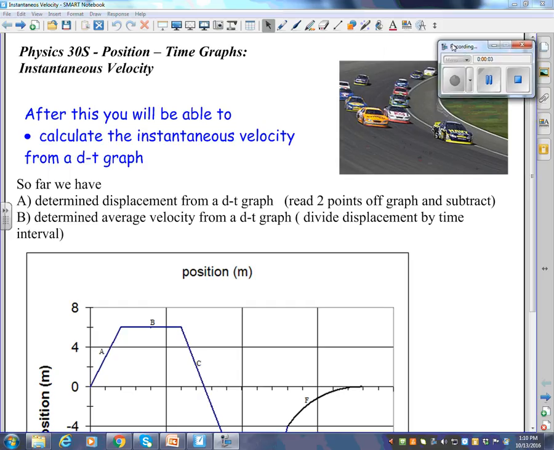Okay, so today's goal, today's job: calculate the instantaneous velocity of a displacement-time or position-time graph. Now I've neglected to do the little notes on instantaneous time and time interval, but I think I can do it without even making you write any notes down.